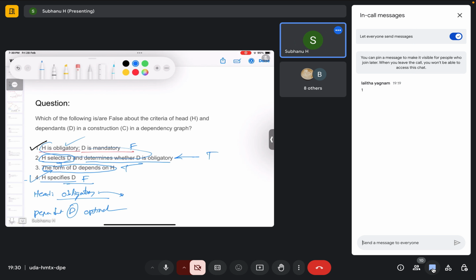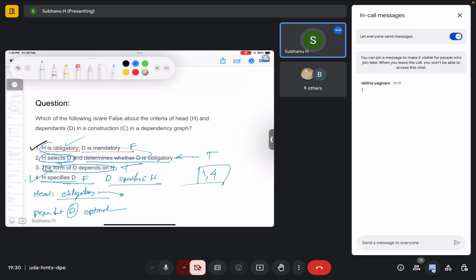The correct relationship is that the dependent specifies the head. What I mean is that while the head selects dependents, it is the dependent that provides additional information or specification for the head. So if it was D specifies head, then it should be true. Got it? So the final answer is 1 and 4.